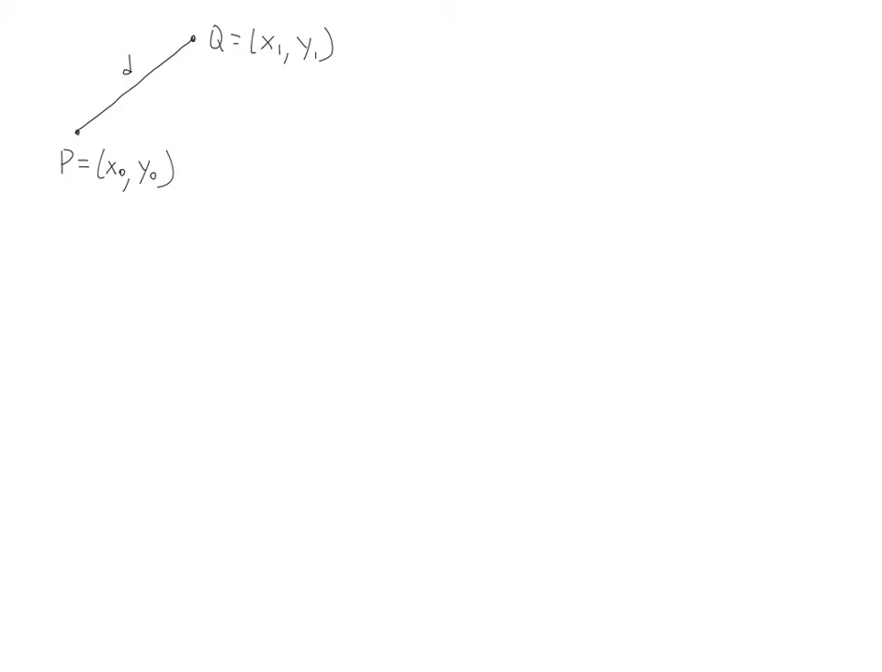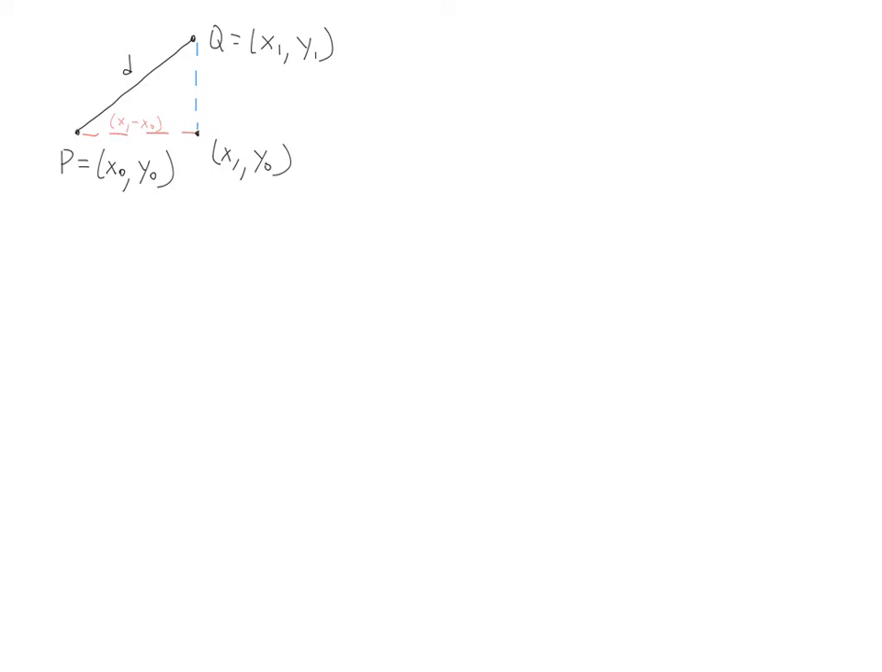And from these 2 points, we can create a right triangle. So here's one side of that triangle in red, and here's the other side in blue. And the coordinates of this point over here would be x1, y0, since we have the same x coordinate as the point Q and the same y coordinate as the point P. And so now we can use the Pythagorean theorem, where we have the length of the bottom side here, which is x1 minus x0. That would be the distance from here to here.